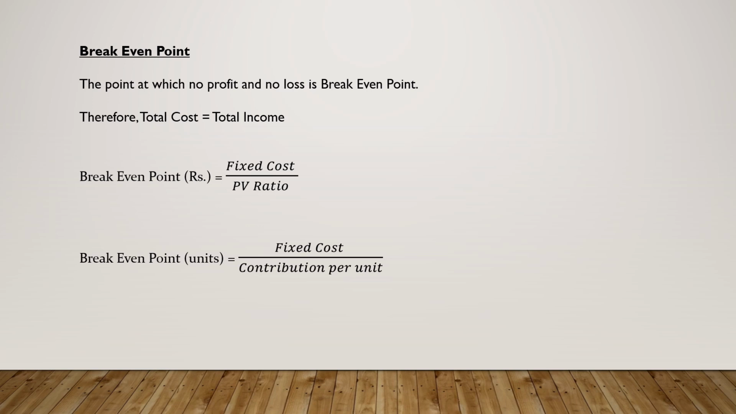Next is break-even point. The point at which there is no profit or no loss is called the break-even point. That indicates the level of sales at which the business neither makes a profit nor incurs a loss. In other words, the total cost will be equal to total income. Your total revenue will be equal to your total cost, which will result in zero profit. So at the break-even point, the business covers all its expenses, both fixed cost and variable cost.